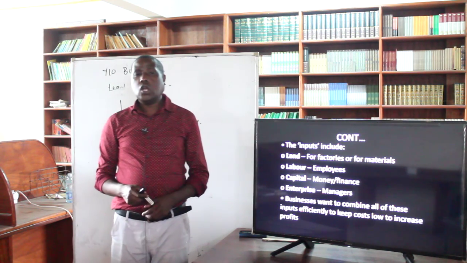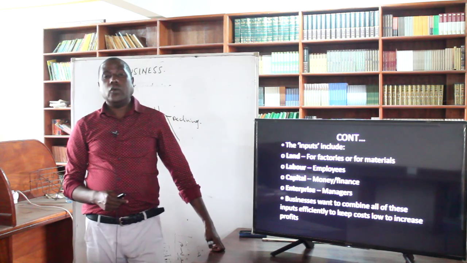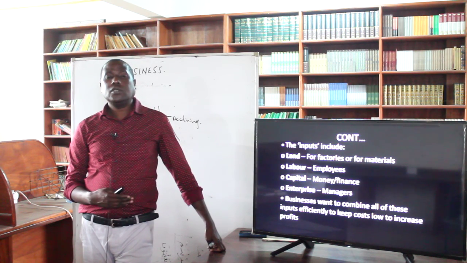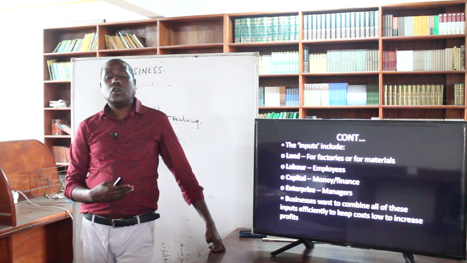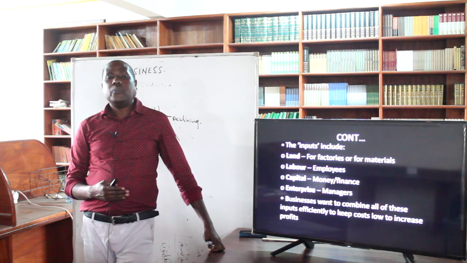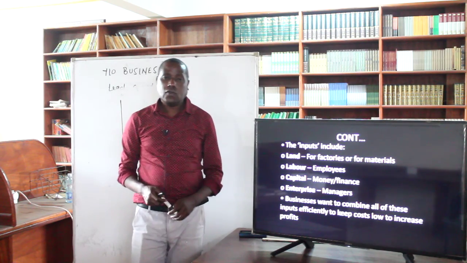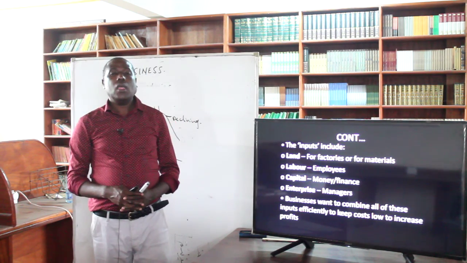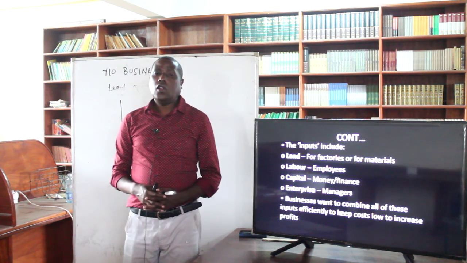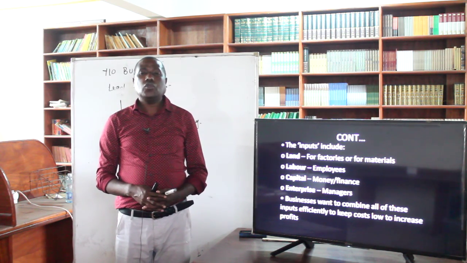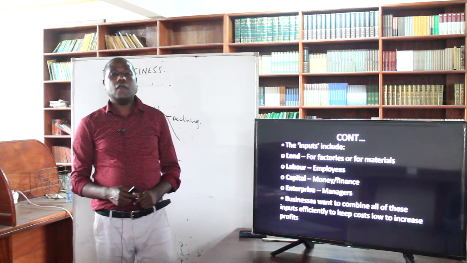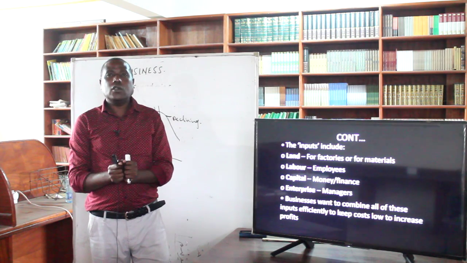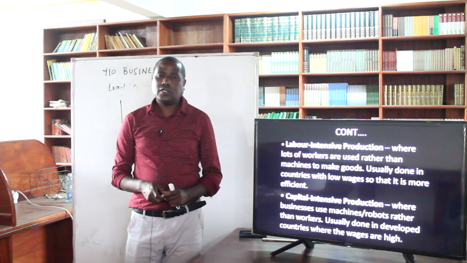The inputs could include things like land, which is used to set up factories and for raw materials. Labor is another input. This is provided by employees, the workers, the human resource. Capital is the money, the finance to run the business. Then enterprise, here we are looking at the managers. Now, businesses want to combine all of these inputs efficiently to keep costs low, to increase profits. Right? You have to combine those inputs, keep the costs low and increase the profits.